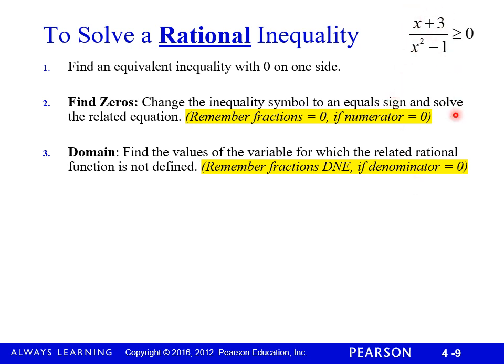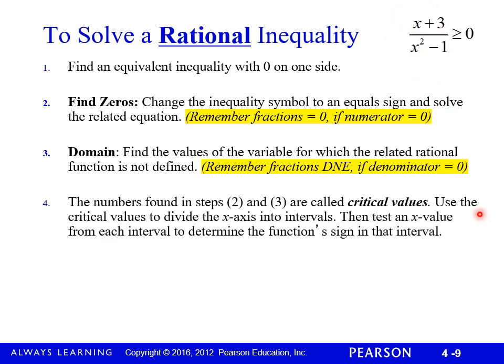So these can be quite simple. We're going to set the numerator equal to 0 to find the zeros. We're going to set the denominator equal to 0 to find the places where it doesn't exist, if we have a simple fraction on one side. These numbers that we found in step 2 and 3 are what's called critical values. Before, we just used the zeros in polynomial inequalities to separate the number line into intervals; here we have to use all of the critical values. Not only the zeros that we found in step 2, but also the values of x that make the expression not exist.